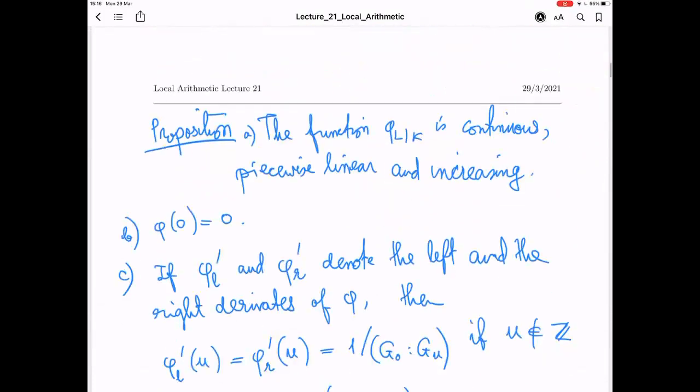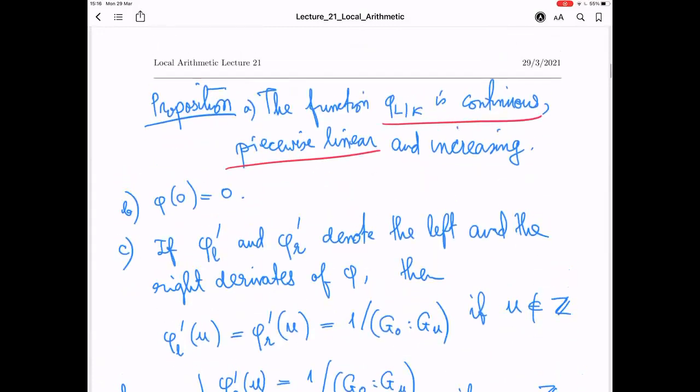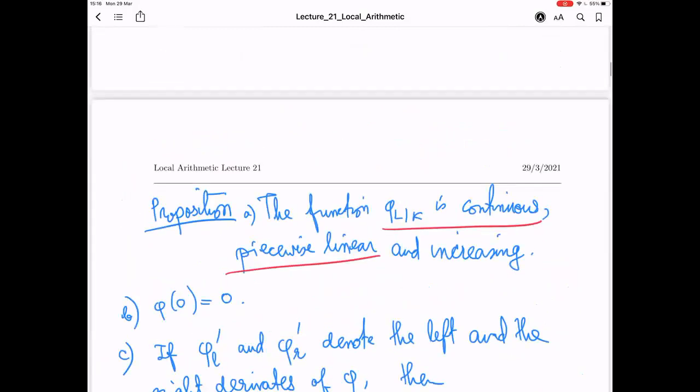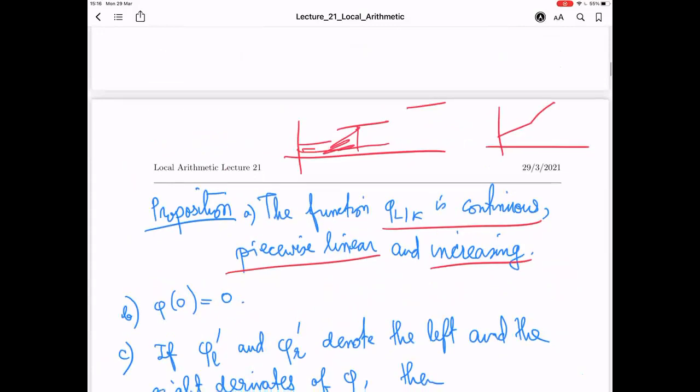Okay, so this function is continuous. You can see that it's continuous. It's piecewise linear because it's the integral of a step function. The function looks like something like this. So the integral will look like this, a piecewise linear function, and it's increasing. Increasing because, of course, it's computing the area, and the area keeps increasing.